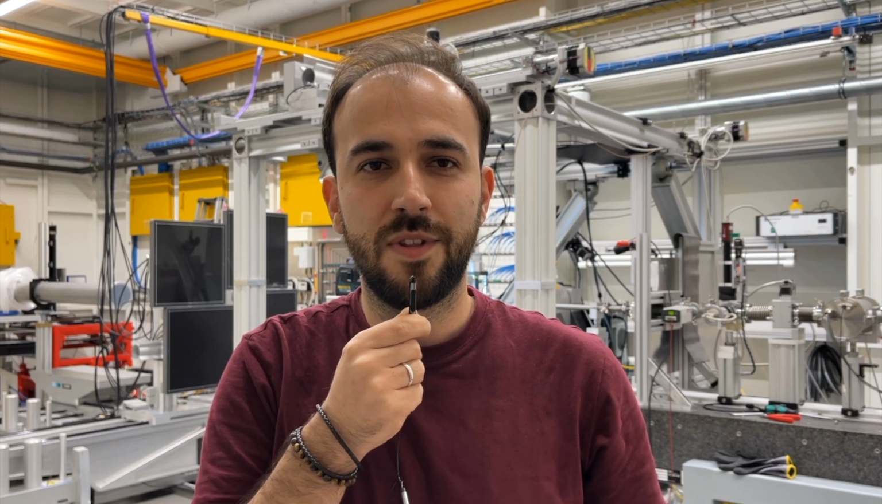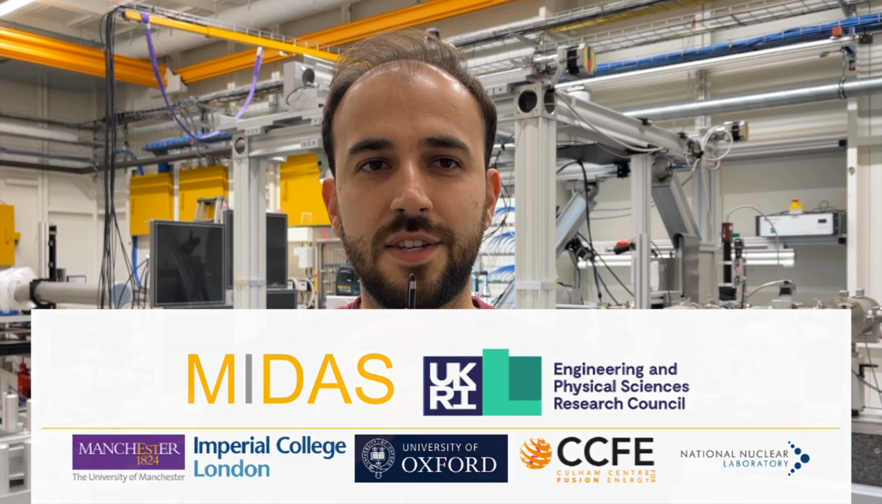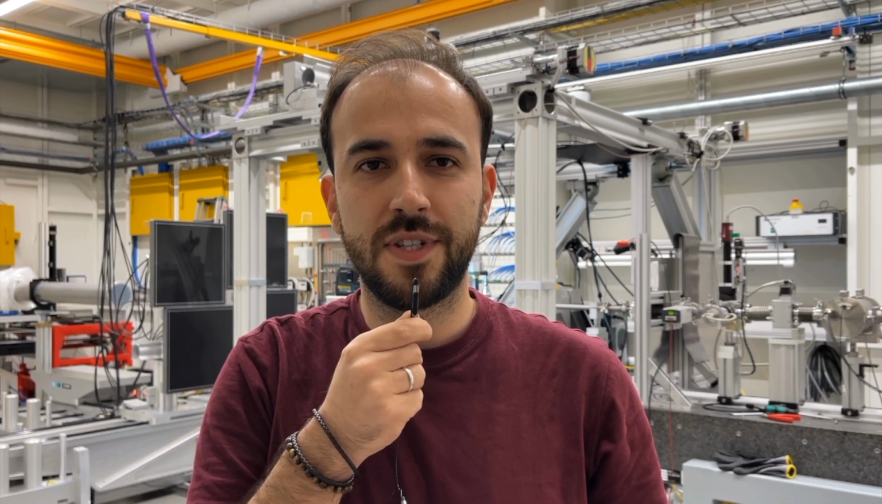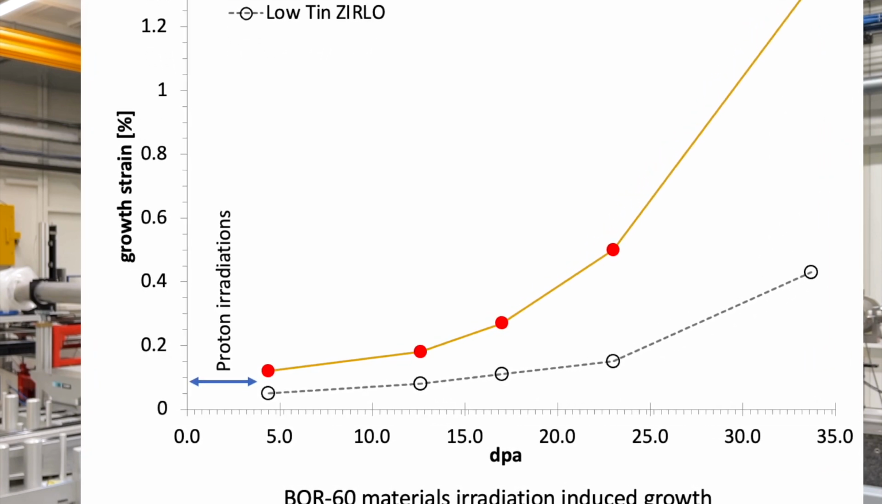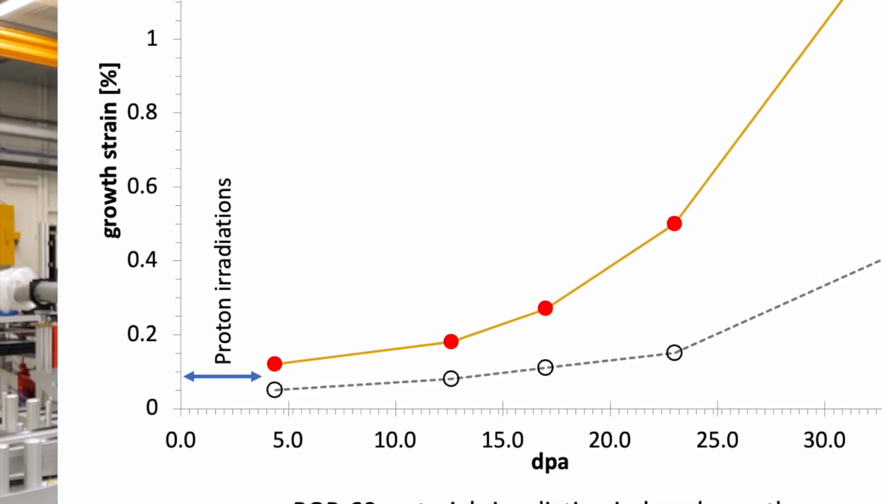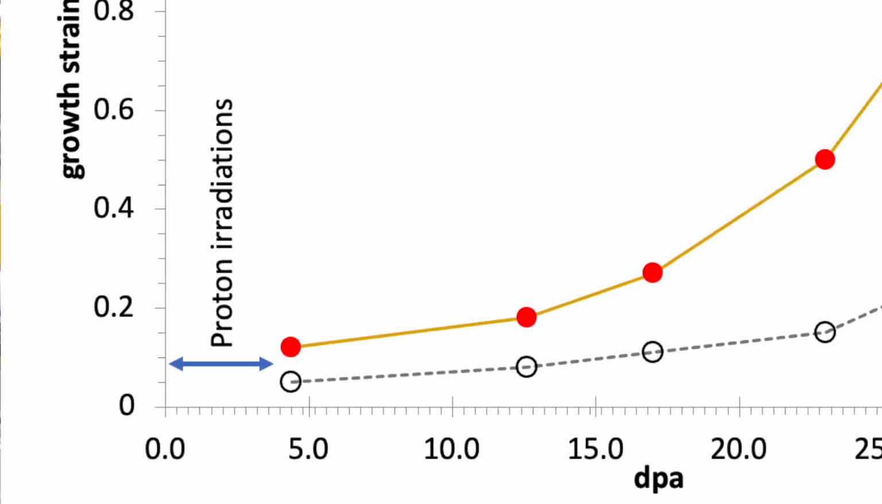I particularly focused on the irradiation-induced microstructural and mechanical evolution in three commercial alloys, namely Zircaloy-2, Zircaloy-4, and Low-Tin ZIRLO. While the MIDAS grant has access to valuable neutron-irradiated Boris-60 materials, I used proton irradiation as a surrogate to emulate the neutron damage behaviors, to address specifically the low-dose regimes where it has usually been overlooked.